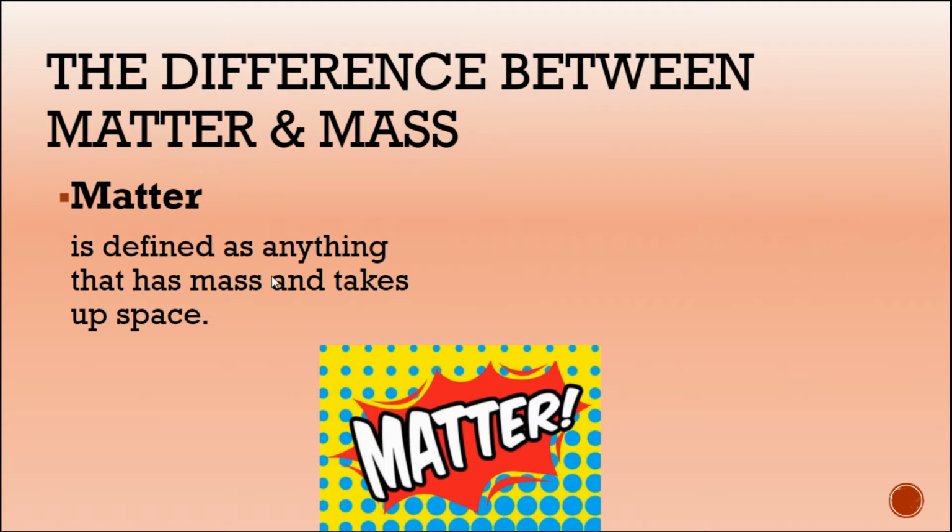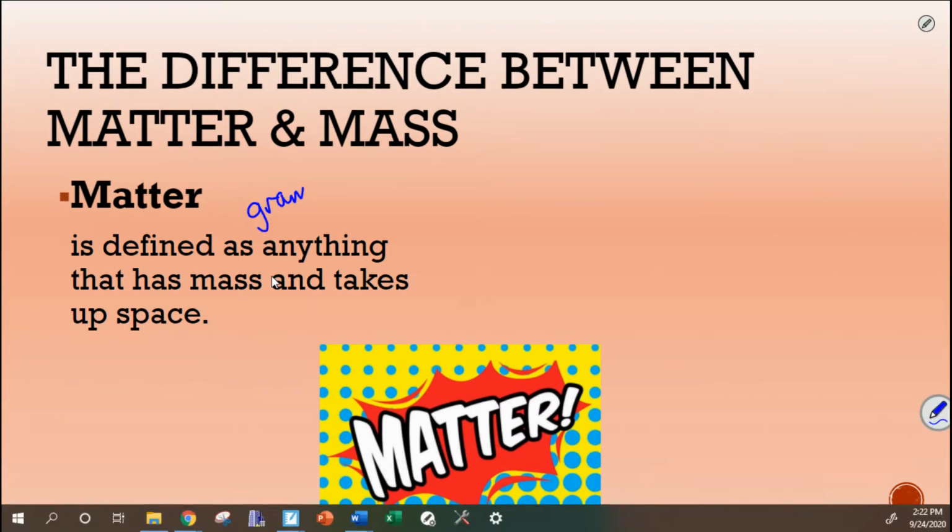Matter is defined as anything that has mass and takes up space. So there is a mass associated with this, and probably going to be in grams in this class, and takes up space. That means it's got a volume. We could say milliliters, or perhaps we can say centimeters cubed.